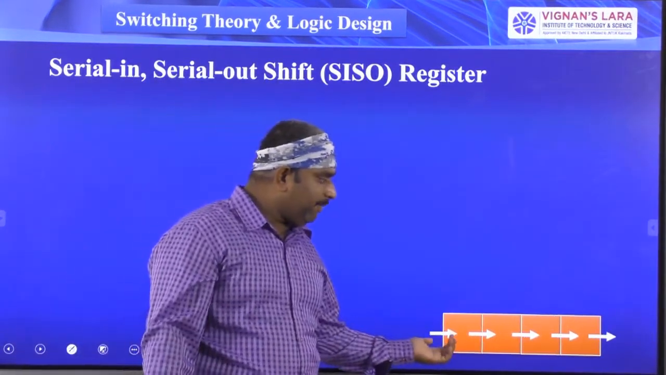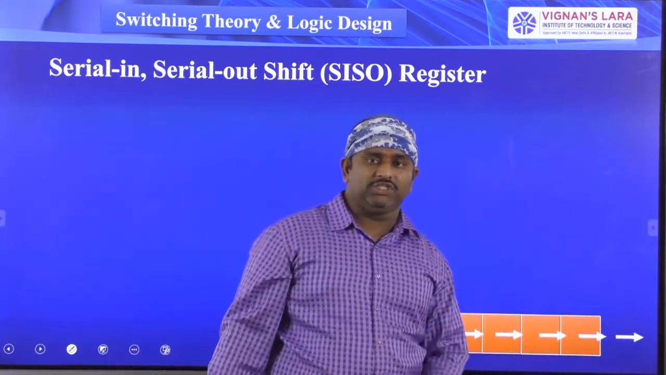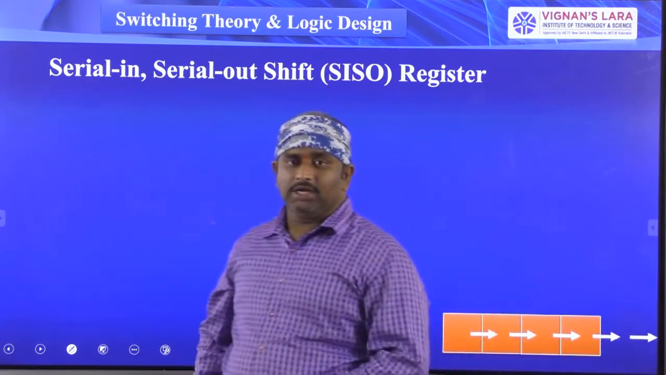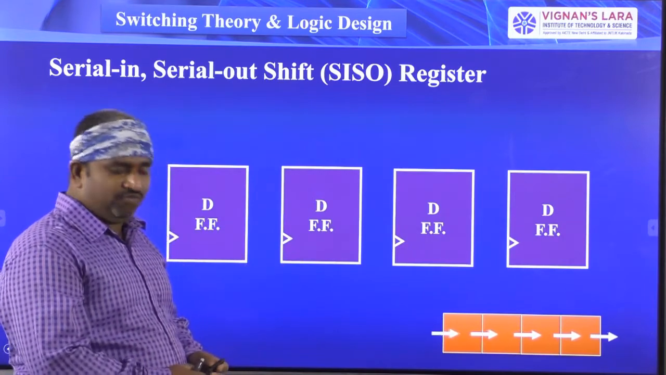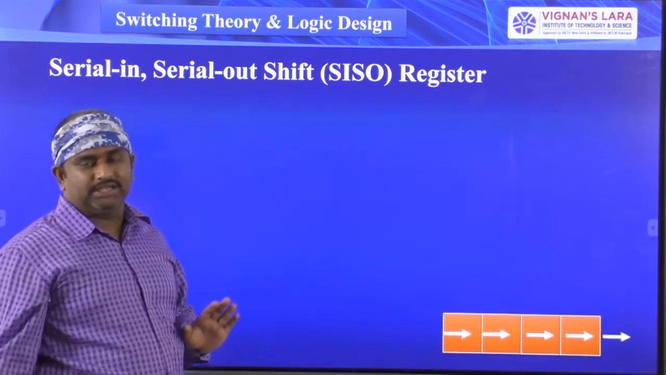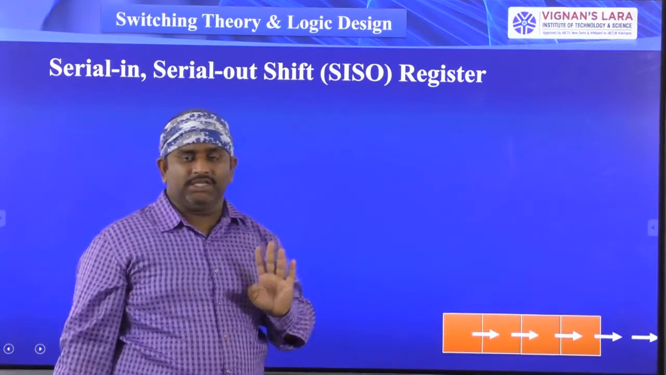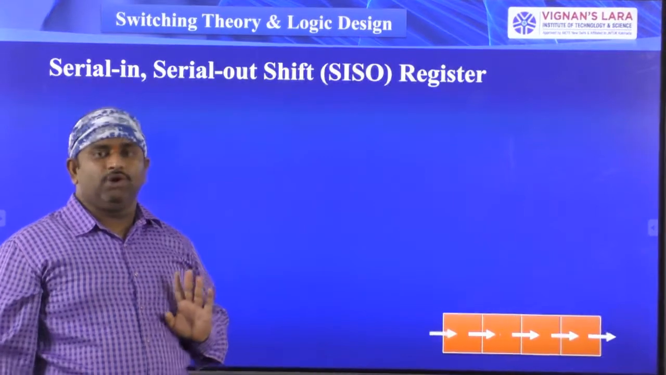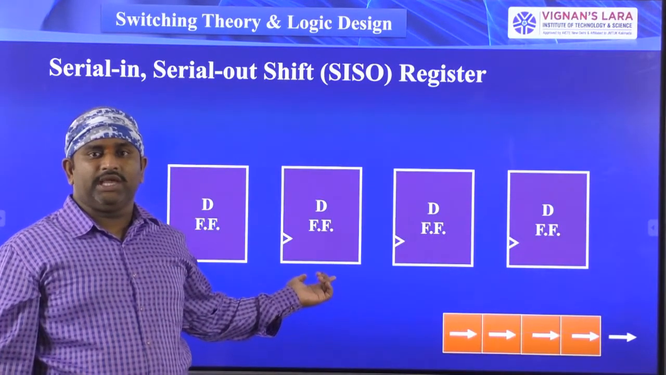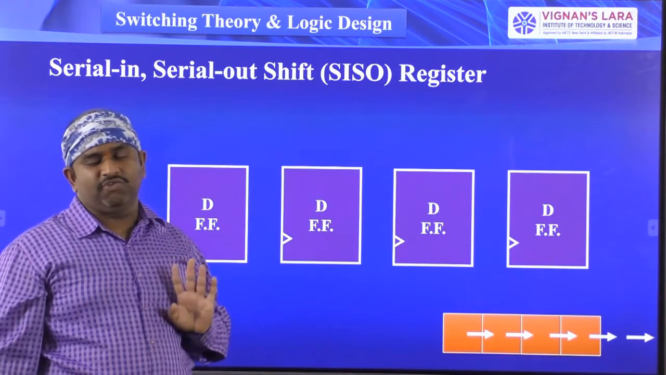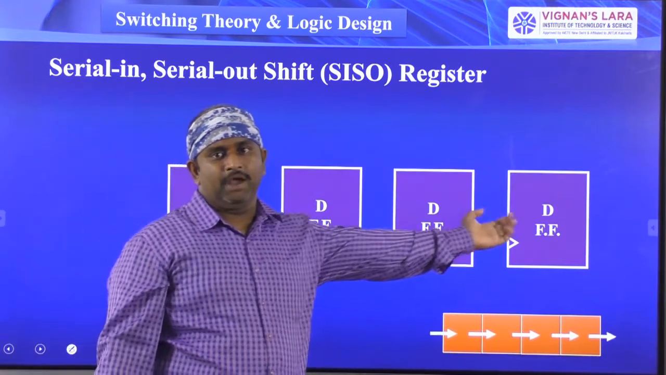Here the data is shifting from one direction to another direction. Let us see how the structure looks. Here we have four flip-flops, because we are discussing a 4-bit shift register. For this 4-bit shift register, we need 4 flip-flops, which means we can store 4 bits of information. This is the first flip-flop, second flip-flop, third flip-flop, and fourth flip-flop.